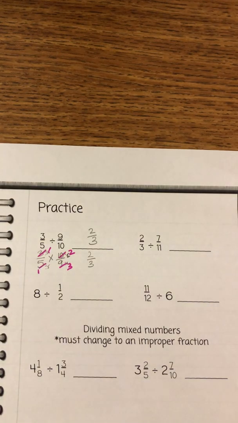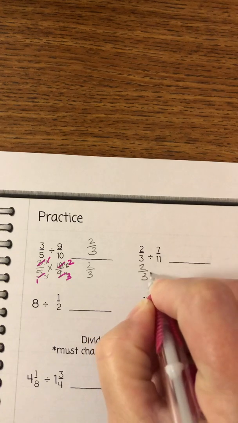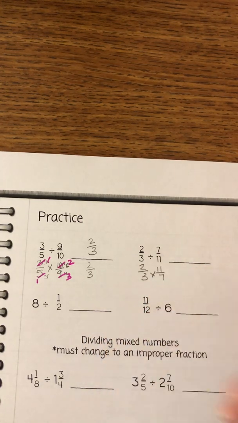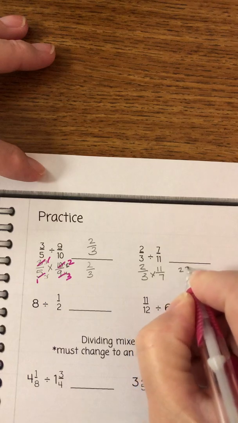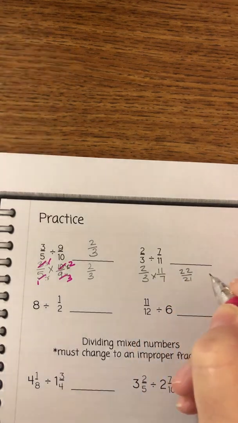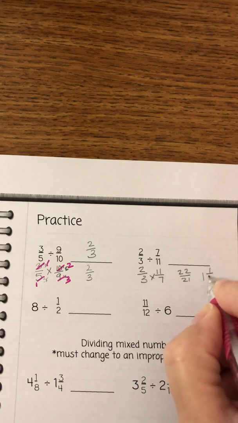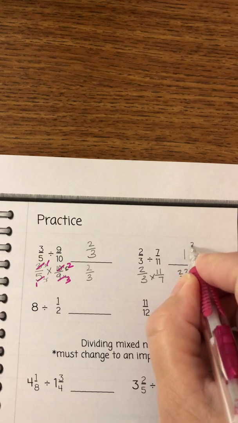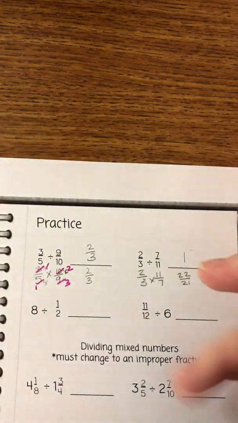All right, let's look at our next example. So keeping it, switch to multiplication, switch to the reciprocal. Now this particular one we can't go across, so we're just going to multiply. So that's 22/21, excuse me, and that's going to be 1 and 1/21. So again, oops, sorry, you still might have to simplify it.